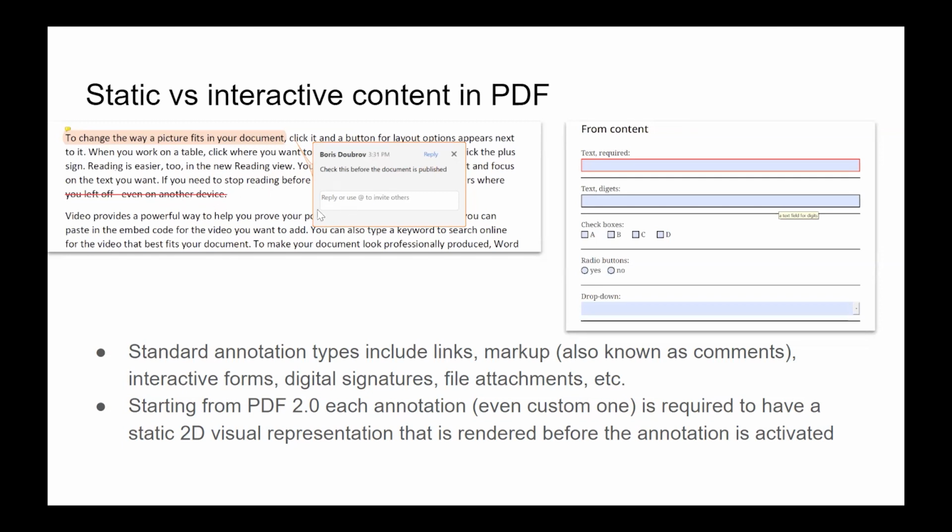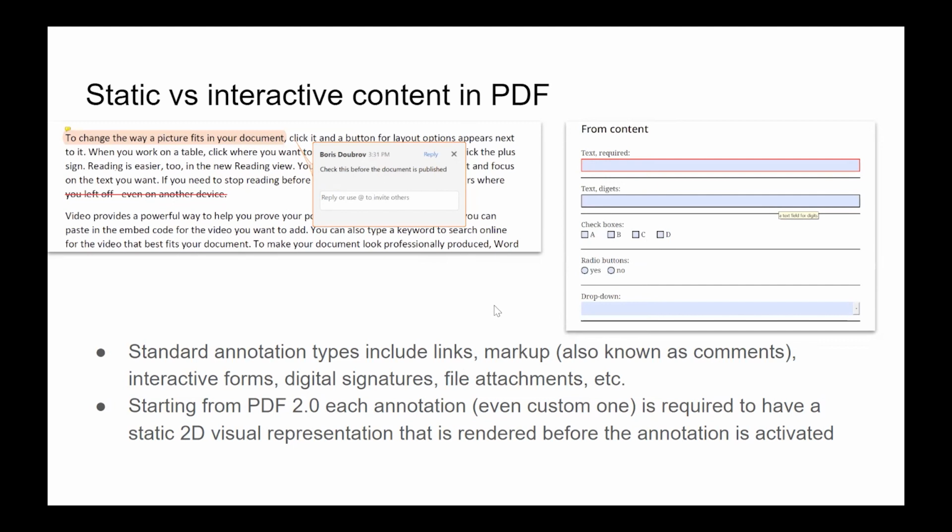This is another kind of annotations. We fill in forms in PDF. That's yet another kind of annotation. Well, digital signatures, file attachments, they all come in a similar manner. And this is actually how 3D is located inside PDF.